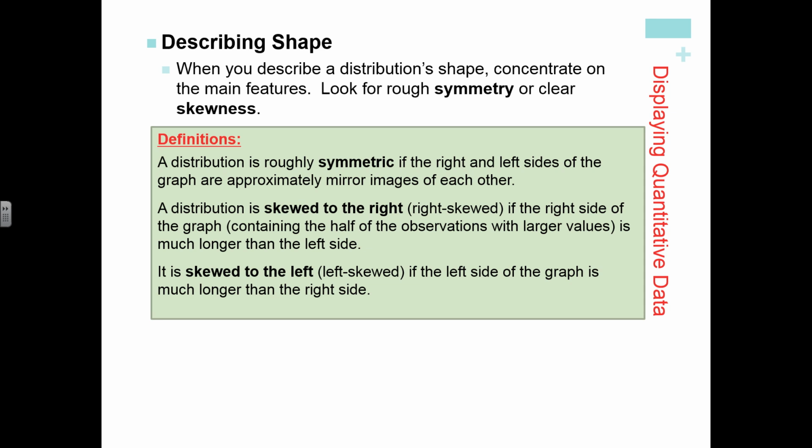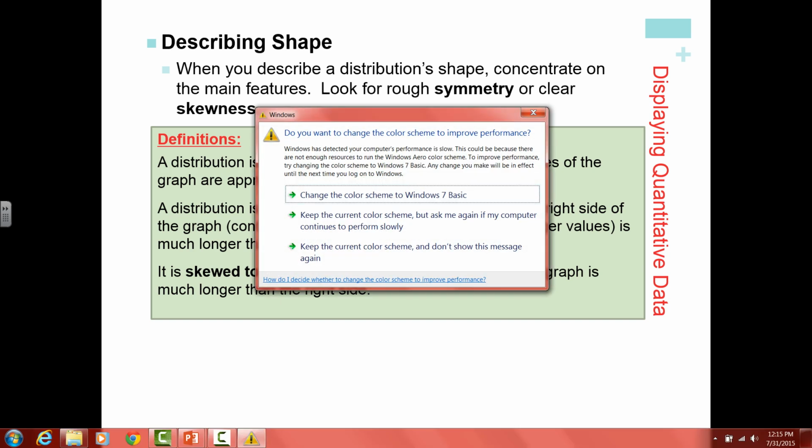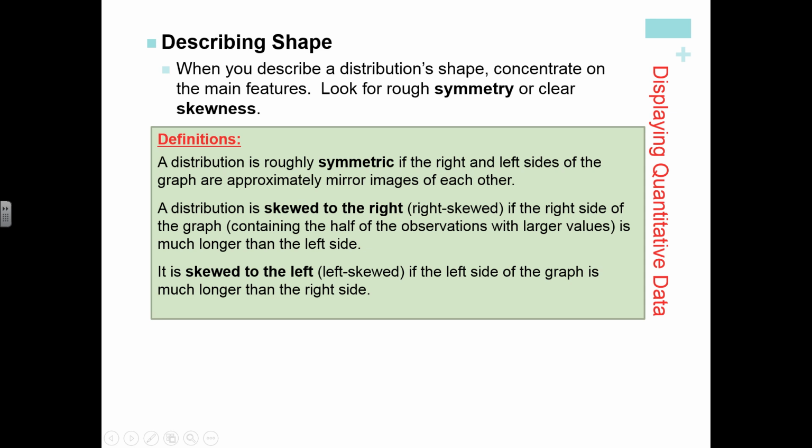All right, so specifically when we're looking at shape, what you want to look for is symmetry or skewness. What you usually say is when we look at a graph, if you think it's symmetric, now remember, nothing in real life is actually symmetric. You don't see something that's perfectly symmetric. So what we say is that the distribution is roughly symmetric, which means that the right and the left-hand sides of the graph are pretty much mirrors of each other. They're not exact, but they're pretty much mirrors of each other.